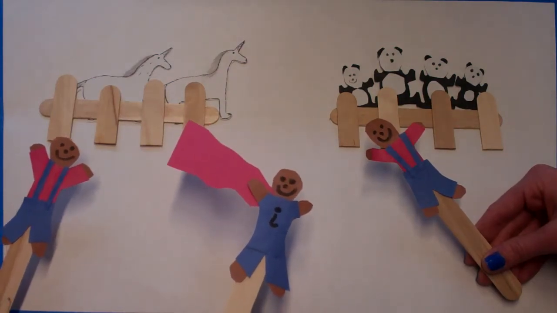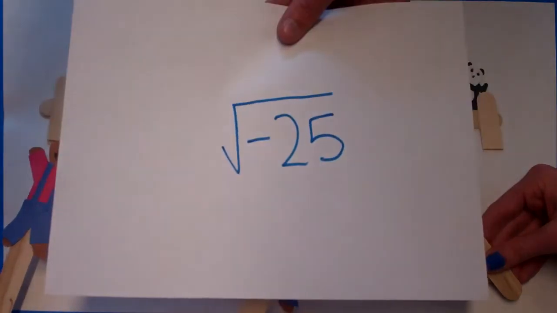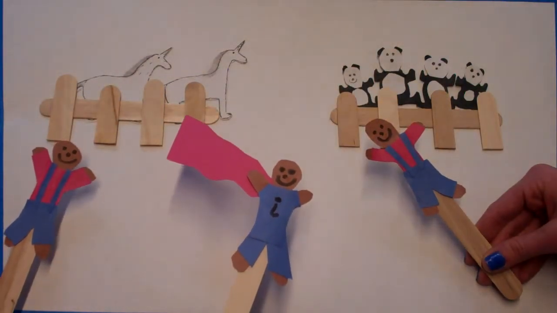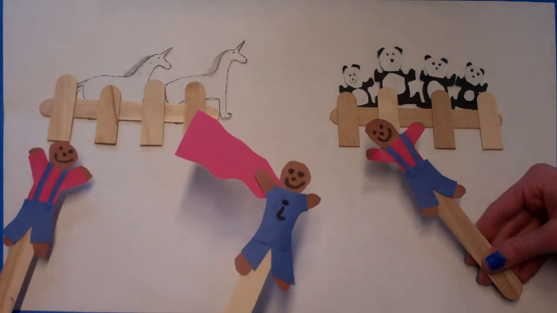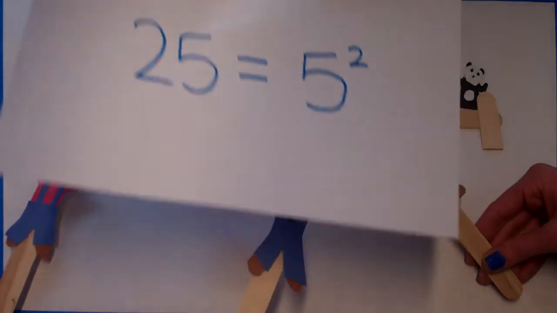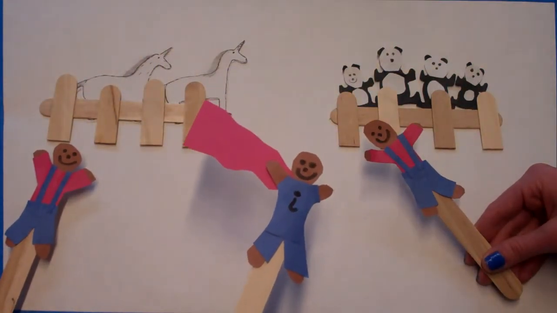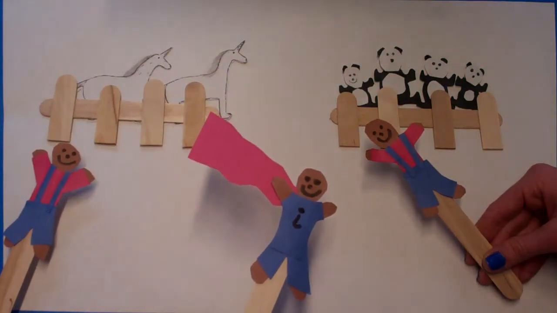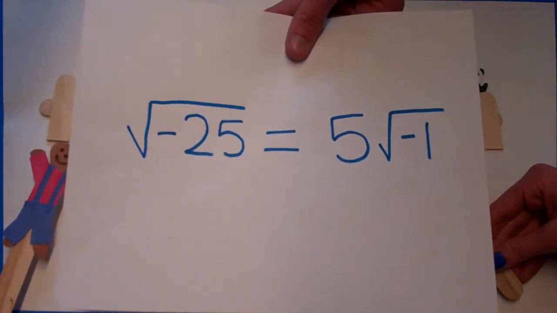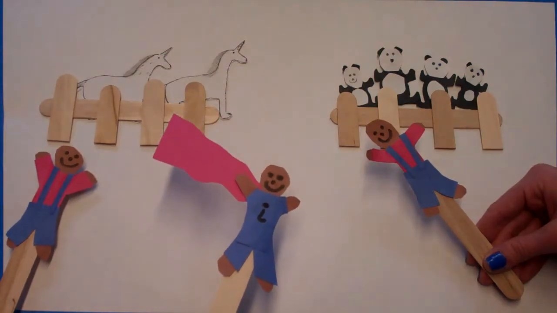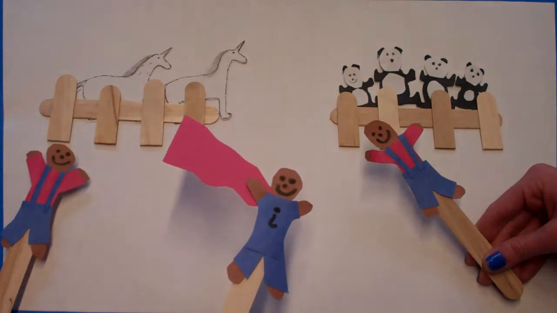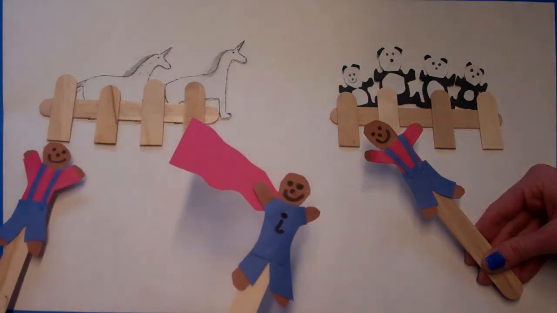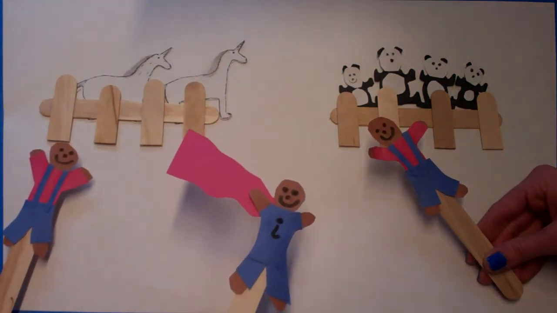With i, if you have the square root of -25, then you start out by taking the square root of the 25. Since we know that 5 times 5 is equal to 25, we can reduce the square root of -25 to simply 5 times the square root of -1. And what does the square root of -1 equal? i. Exactly. That means we can infer that the square root of -25 is equal to 5i.